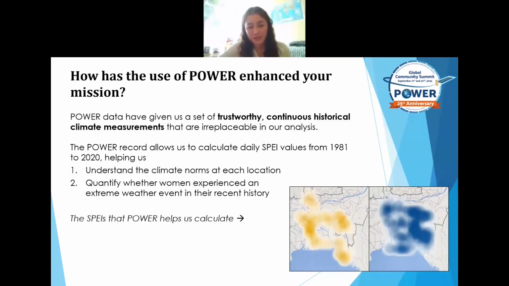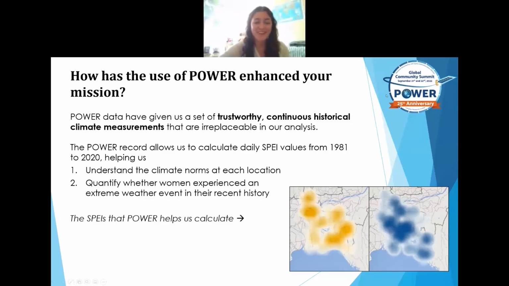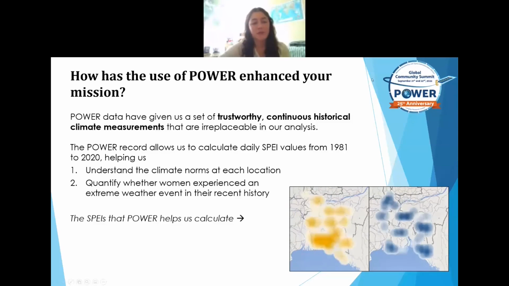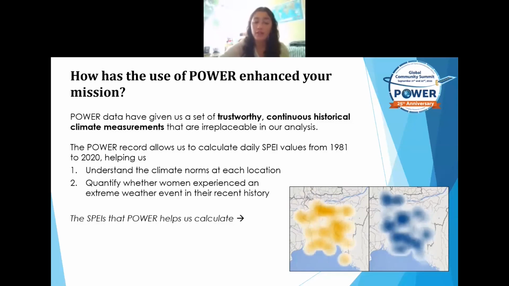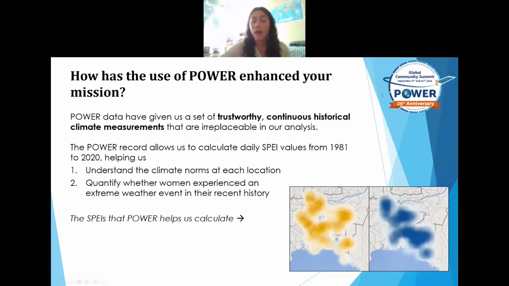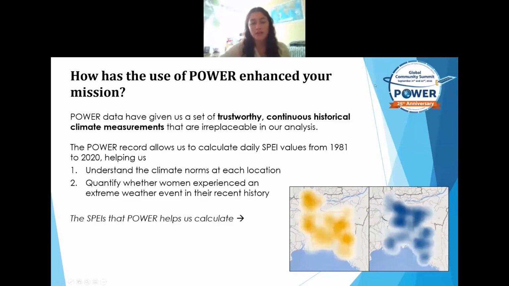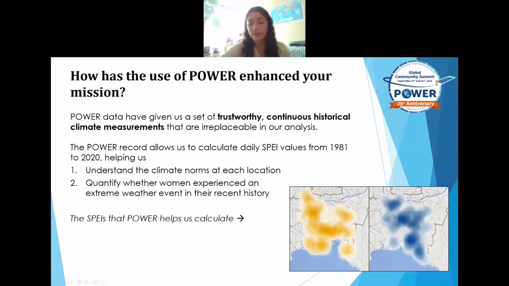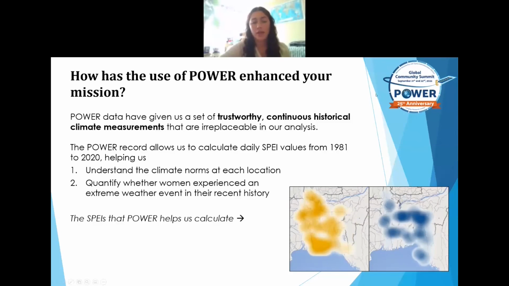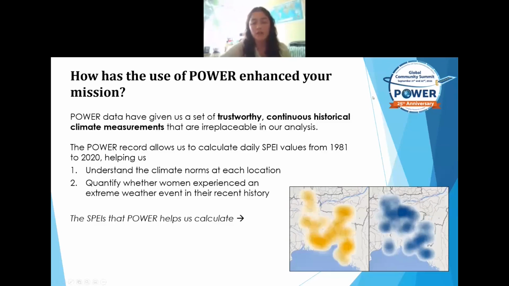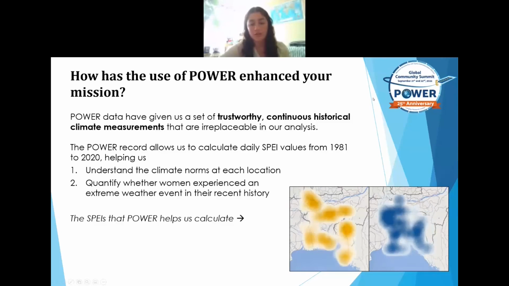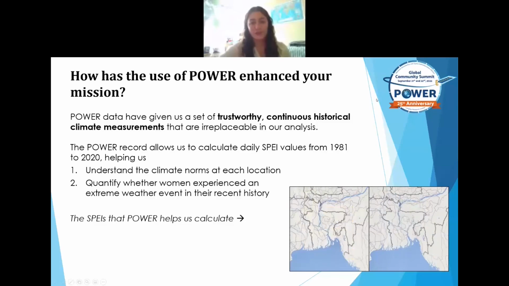The fun but kind of distracting animations on the bottom right there show the SPEIs that power helps us to calculate. The left are negative SPEI values, and the right are positive SPEI values on scales from 0 to -3 and 0 to +3. And these are cycling through the SPEI severities of dry and wet events during the SPEI interviews. You can go to the next slide.